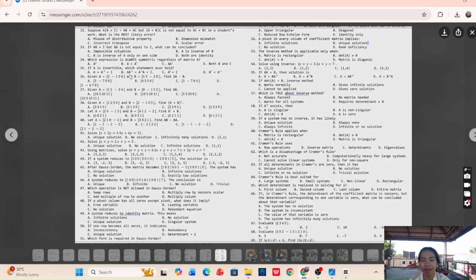Number 55, if Ax equals B, then solution is... So the correct answer for number 55 is letter C. The correct formula is x is equal to the inverse of A times B.